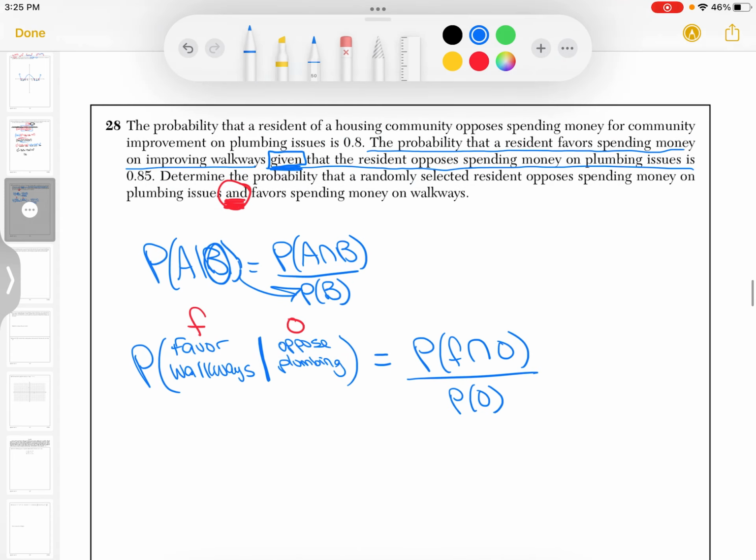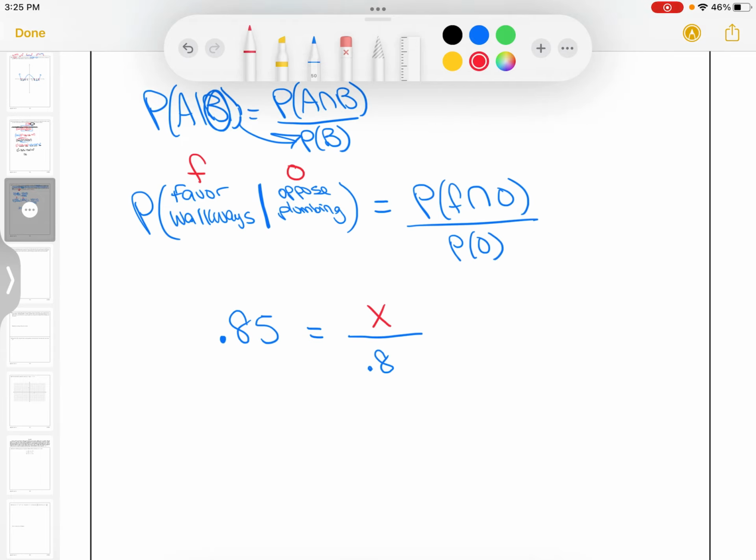All right, so now I know what I need to do. I just need to plug in the information that's given to me. So the given was given. When I read that sentence that I have underlined, again, it says that the given is 0.85. So that's going to go over here where the given is stated. The and is what I'm trying to find, and that's over the probability of opposing. So I'm going to read that first sentence again to make sure that's the information that's given, and it is. It says a resident of a housing community opposes spending money on plumbing is 0.8. So the 0.8 is going to go on the bottom, and now I need to solve this for x.